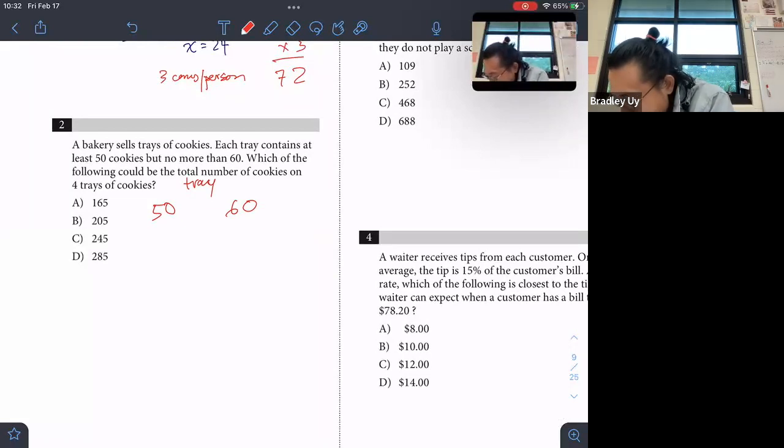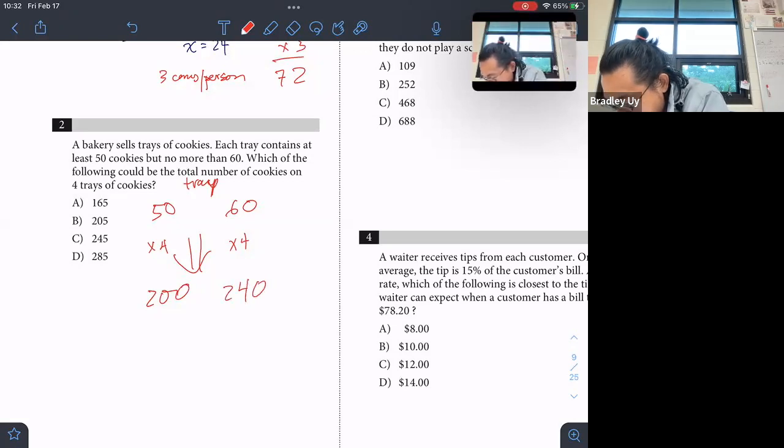So if 1 tray contains this range, then for 4 trays you're going to take each of these and multiply them by 4 to find the range. That would be 200 on the low end of the number of cookies, and we'd have 240 on the high end. So you look at these numbers, that's a range from low to high. Only one of these numbers is in the range from 200 to 240, and that is B, 205.